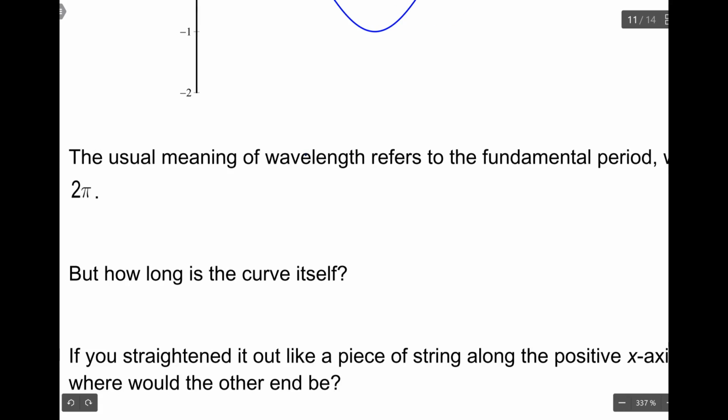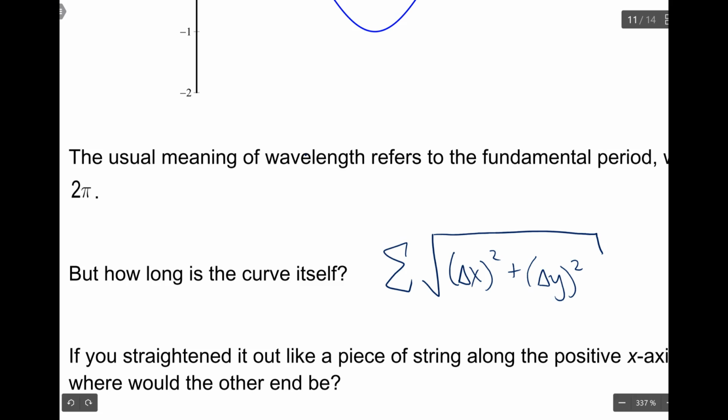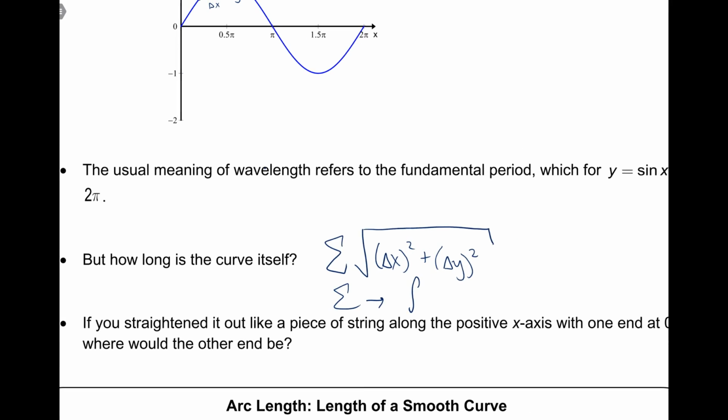But how long is the curve itself? Well, you add up all of the hypotenuses. So when we take this summation, that's the same thing as doing the integral. Taking the summation is the same thing as doing the integral. If you straighten it out like a piece of string along the positive x-axis, you add up all of them with a summation, sigma.